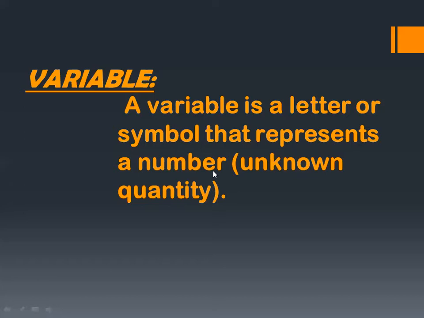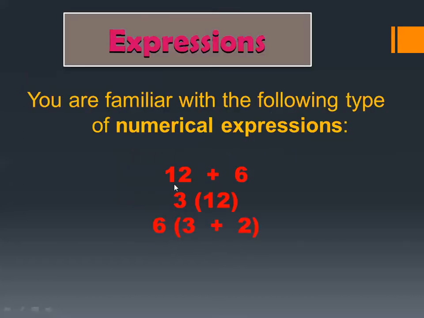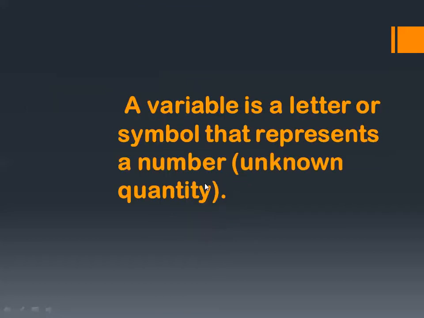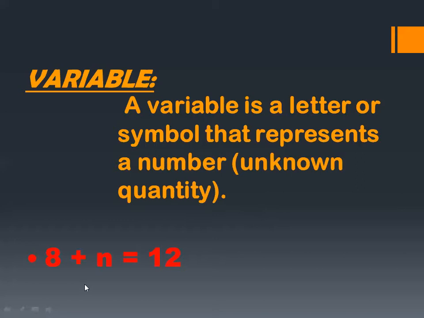Means if you have numbers here, just suppose you have 12 and 6, you know what they are, so you can add them together. But in a variable, you don't know the quantity, you do not know the value of the variable. So what is called a variable in algebra? Any alphabet. Just suppose here is the example. Here you have 8 plus n is equal to 12.